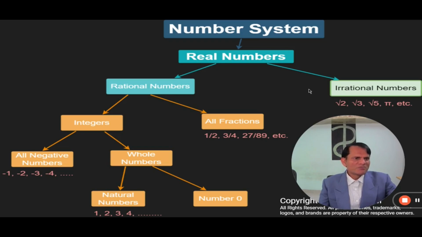After that, irrational numbers are there like root 2, root 3, root 5, pi, etc. When we add all rational numbers and irrational numbers, then we get real numbers. So that's all for our syllabus in the number system. Natural numbers 1, 2, 3, 4, then add number 0, then you get whole numbers, add all the negative numbers, then you get integers, add all the fractions, you get rational numbers, and rational numbers and irrational numbers make real numbers.